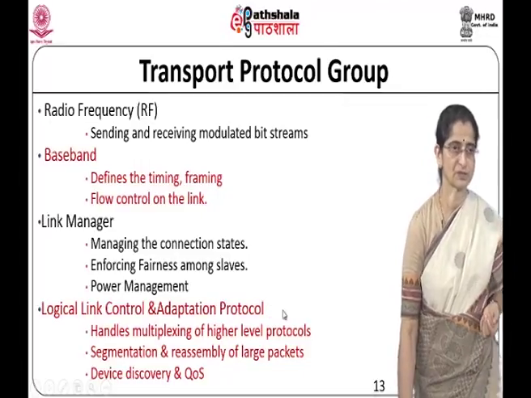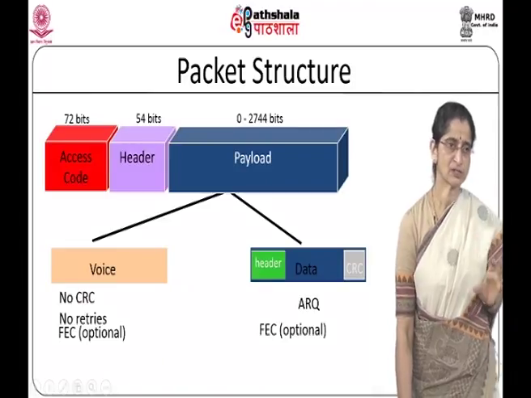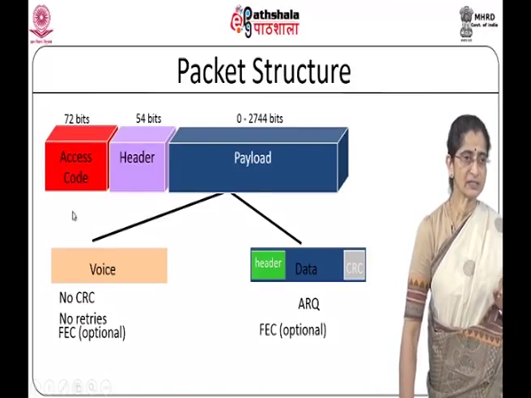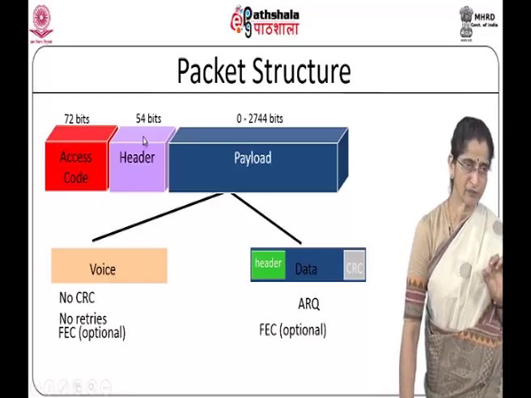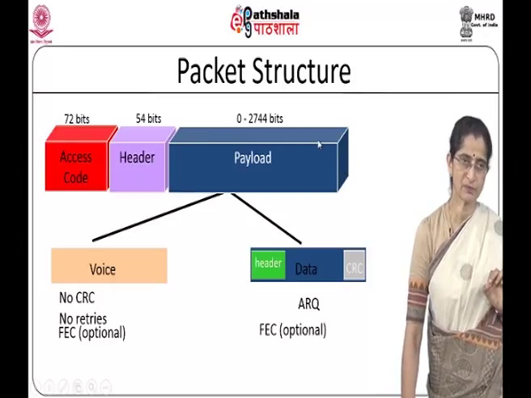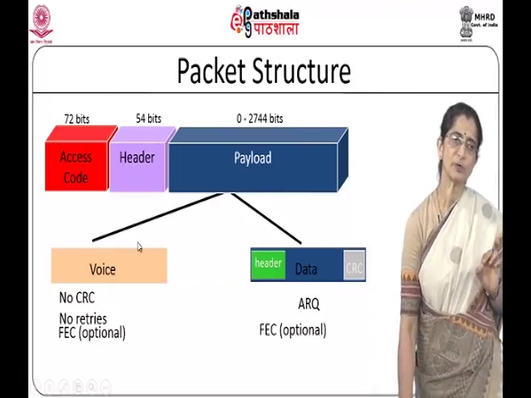If you look at the packet structure, each packet is a small packet. It starts off with a 72-bit access code, then you have 54 bits of header, followed by a payload. The size of the payload is variable, from 0 to 2744 bits. This payload could be used to carry voice.